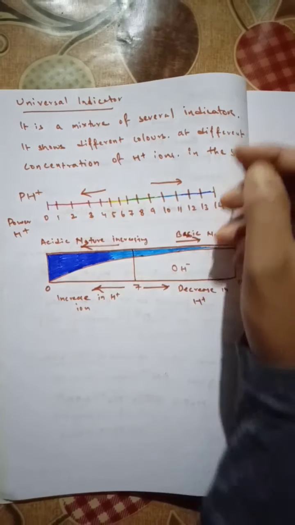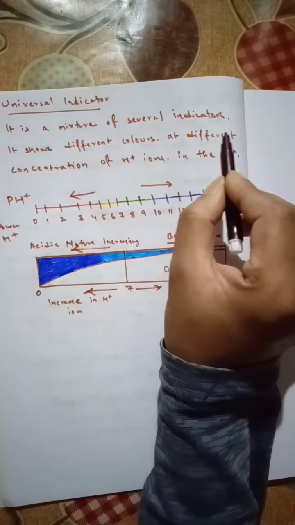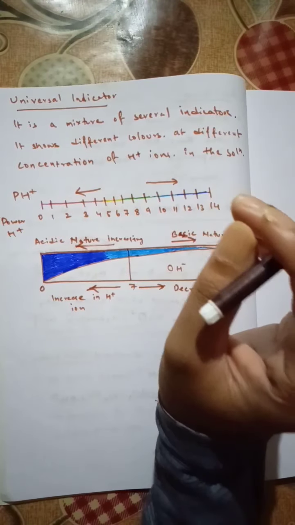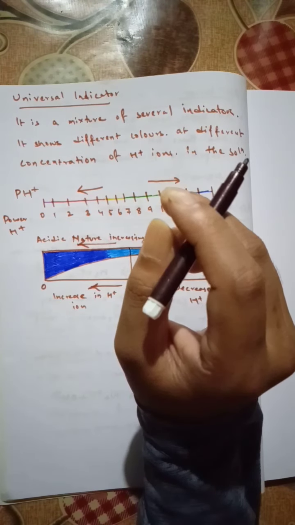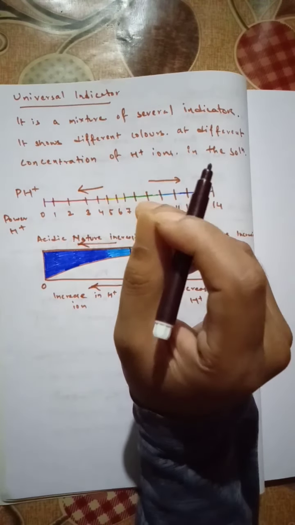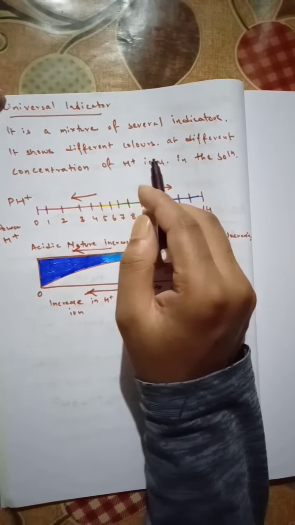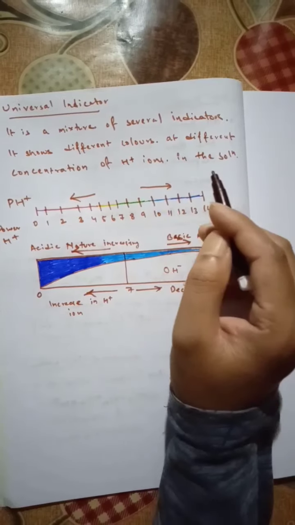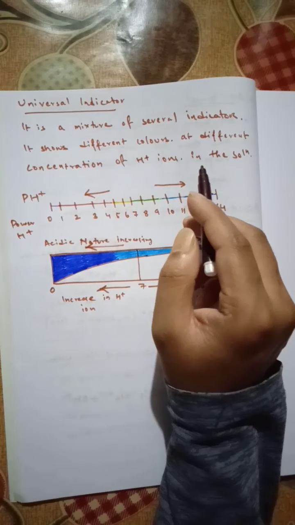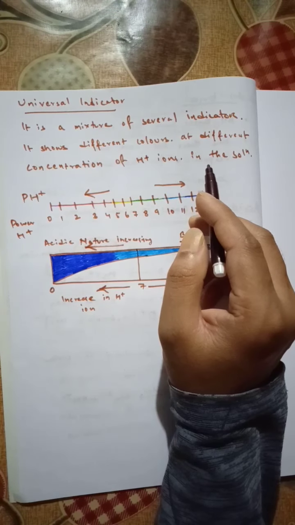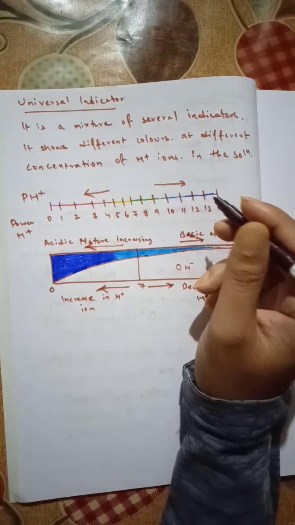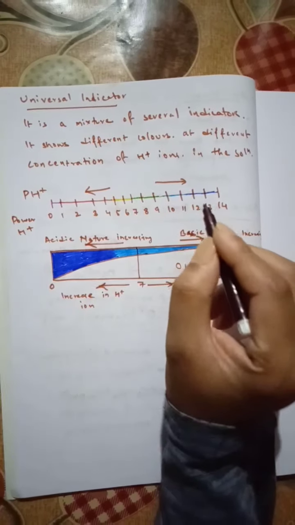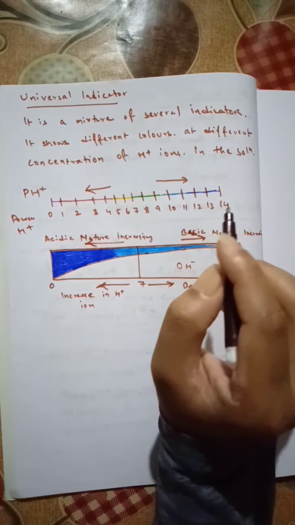Now, the universal indicator. It is a mixture of several indicators, which means the litmus, the turmeric, the phenolphthalein, and methyl orange we studied earlier. It is a mixture of all the indicators. It shows different colors at different concentrations of hydrogen positive ions, which means whenever a solution is given, we have to check the concentration of hydrogen positive ions present in it, and according to it the pH shows the color.